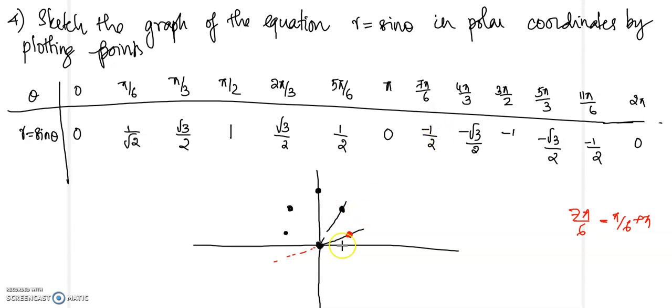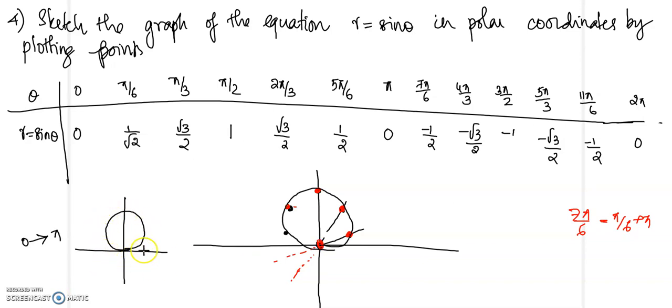ഇനി അതുപോലെ 4 pi by 3 വരുമ്പം ഇതിൻ്റെ ഓപ്പോസിറ്റ് റേയിൽ വരുന്ന ലൈൻ ആയിരിക്കും. അപ്പോൾ 4 pi by 3, minus root 3 by 2, that will be this point, and 3 pi by 2, minus 1 is this. 5 pi by 3, minus root 3 by 2 is this. So on, this will be the point 2 pi, 0. Joining the points, we are going to get a circle in this form.